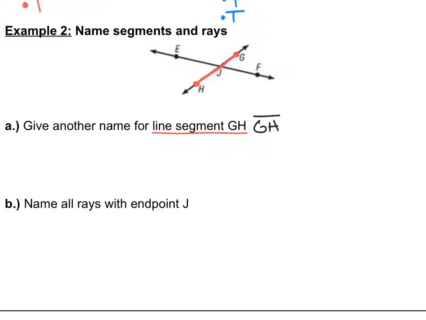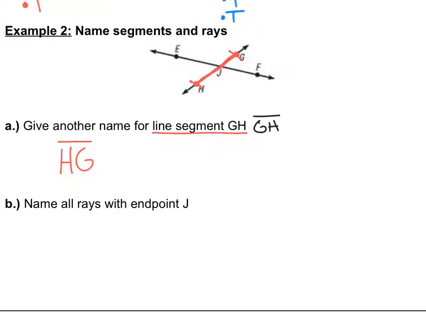So the only real way to rewrite a segment covering this amount of area from G to H is to simply flip it around. So instead of going G to H, we're going to go H to G, and we'll put the little line segment symbol over top of it. Okay, that's how you name a line segment.